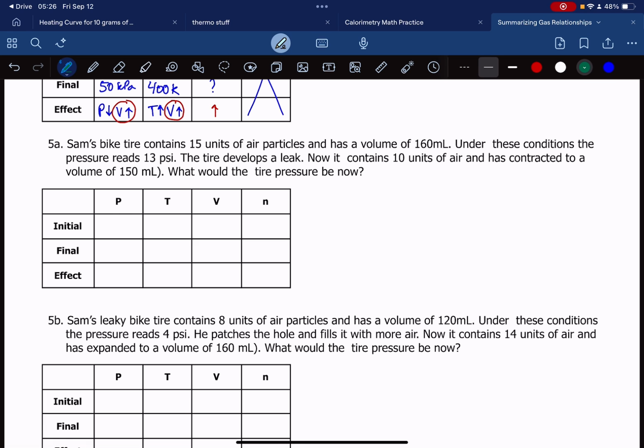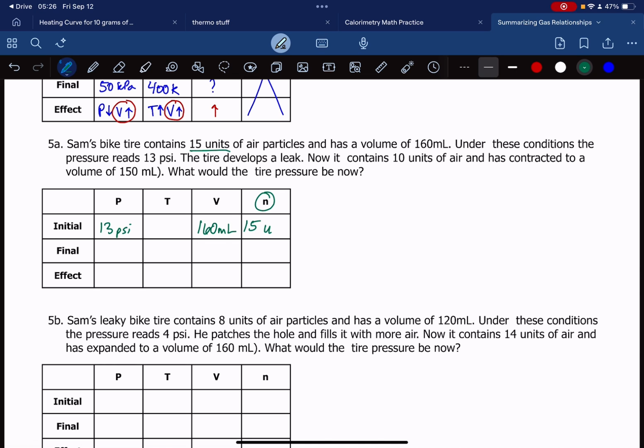So this time we know that the tire contains 15 units of air particles. Since we're talking about particles, right, units of air particles, that's going to be amount. So I'm going to say 15 U, and it has a volume of 160. So I'll put that right there. Under these conditions, the pressure reads 13 psi.